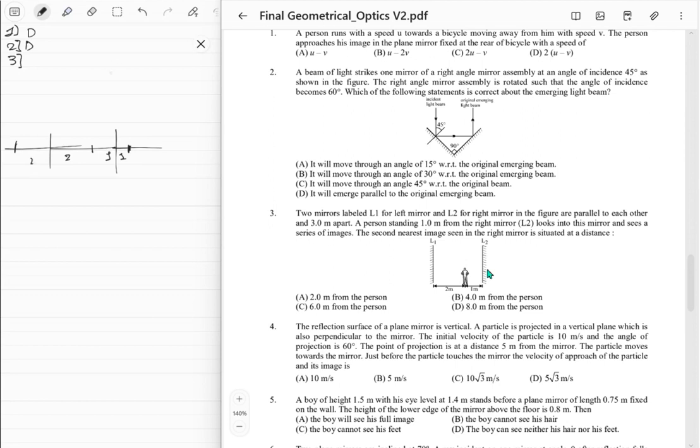So it's going to be 2 over here. So this is 2 plus 2 plus 1, which is 5. So it's going to be 5 from here. So first is at 1, second is at 5, I think. Does that make sense? It should. So how much away from the person is it? It's going to be 6 meters away from the person. So C.